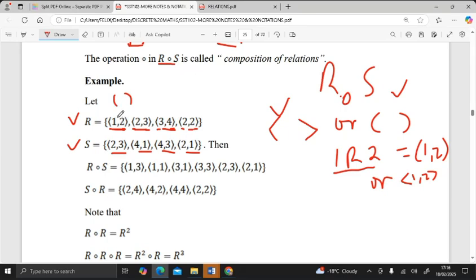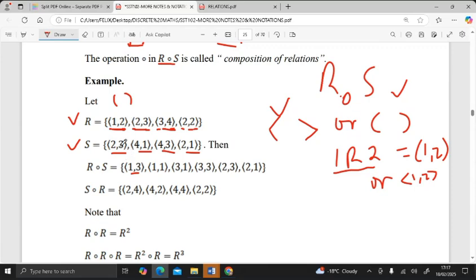Look at what I'm doing. You have 1 R related to 2. What you're supposed to do, as far as the second relation is concerned, is look for the member that has 2 as the first one. We have 1 R related to 2, and in this one that 2 is S related to 3, and therefore R composition S will have 1 R related to 2, 2 S related to 3. So we shall have 1, 3.